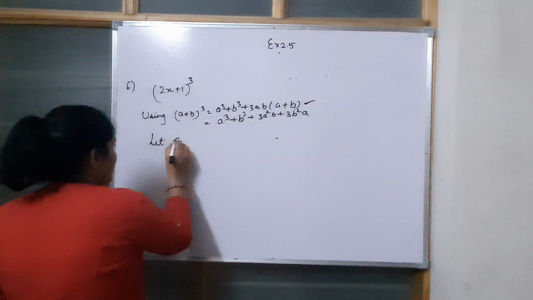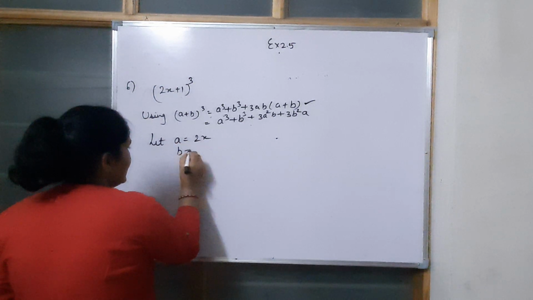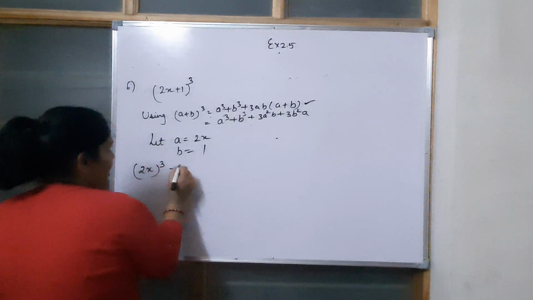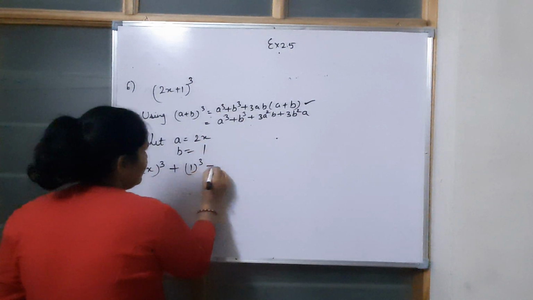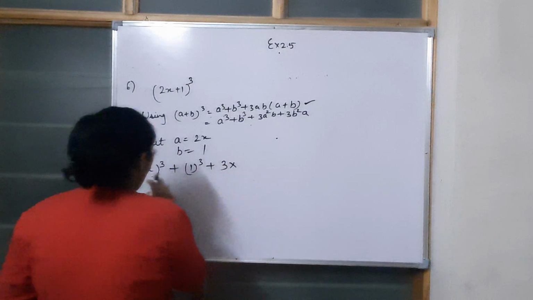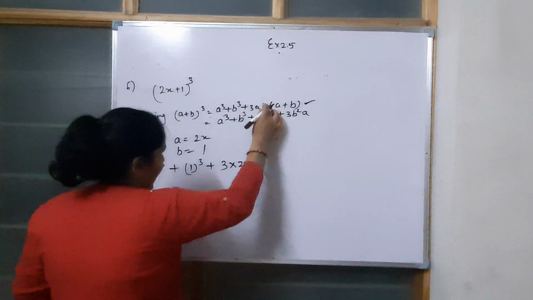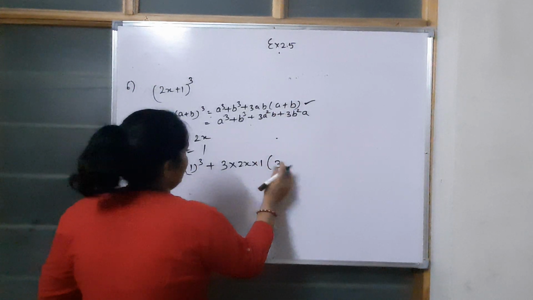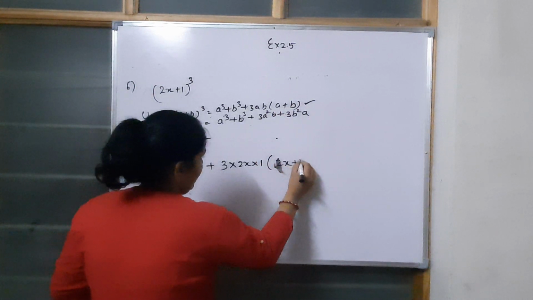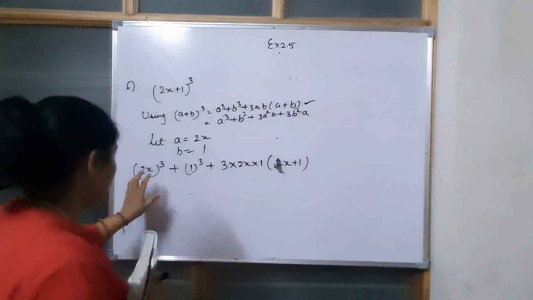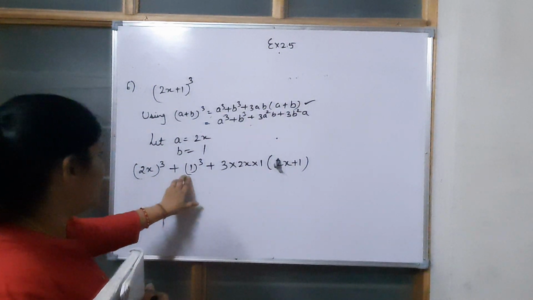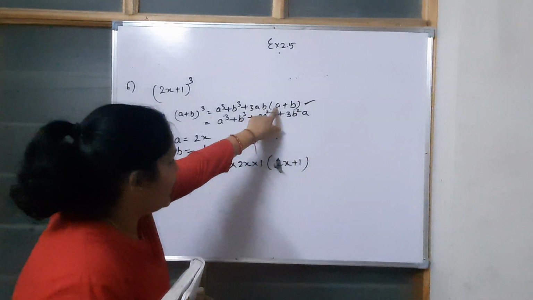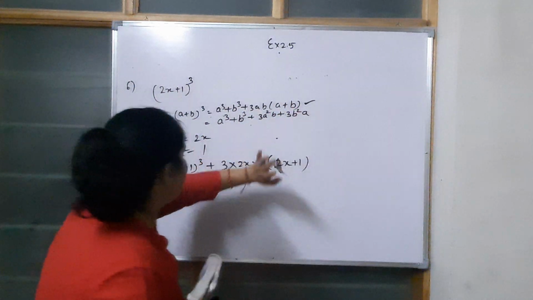So let a be equal to 2x and b be equal to 1. Now apply the identity. a cube means (2x) whole cube. Then we have b cube, which is 1 cube. Then we have 3 into a, where a is 2x and b is 1. a plus b is 2x plus 1. Again, a cube is (2x) whole cube, b cube is 1 cube, 3 into a into b (a plus b). In place of a, I am putting 2x, and in place of b, I am just putting 1.